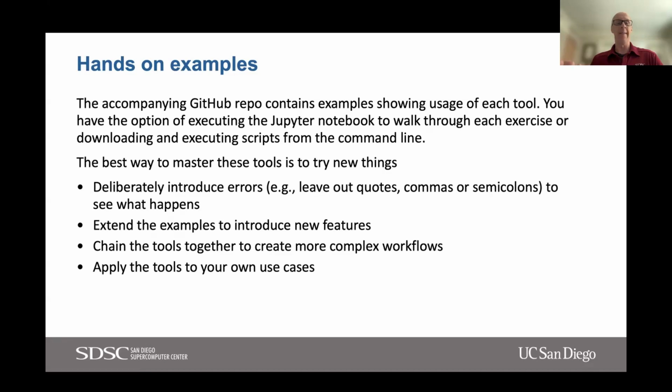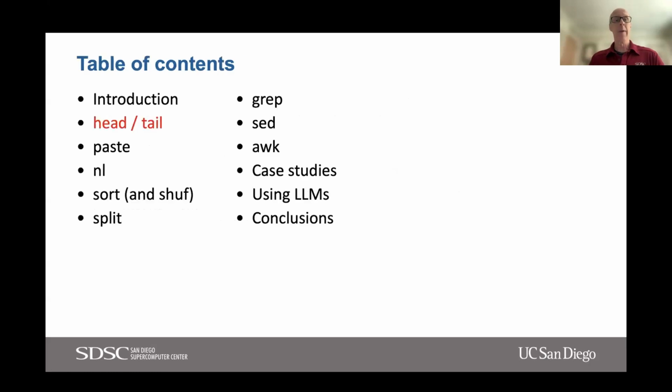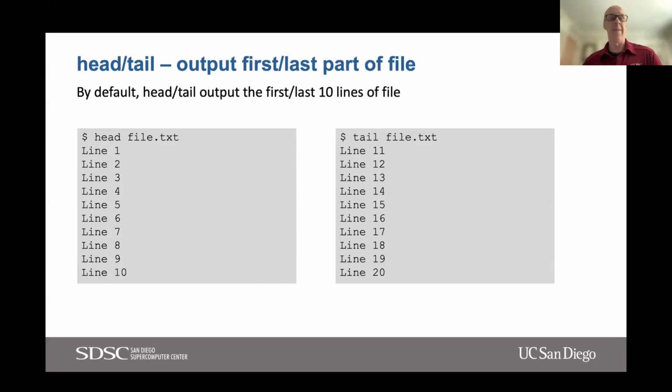So if you're doing data science or computational chemistry or neuroscience, see if there are places where you can apply these to your own research. And I think it's going to help you learn how to use these much better than if you're just working on, say, abstract examples. So with that, we're going to look at our first tool. We're going to start at the very shallow end of the pool with head and tail. And what these tools do is output the first and last part of a file.